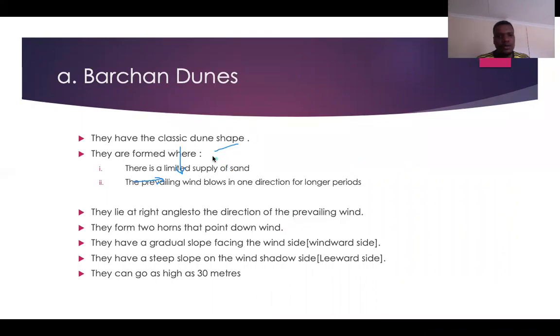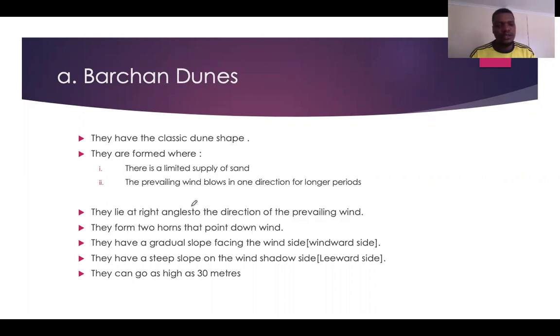Classic dune shape. All right. They form where there is a limited supply of sand, so the sand supply is not that much. Okay, and then there is a prevailing wind that is blowing in one direction for longer periods. Okay, and they lie at right angles to the direction of the prevailing wind.